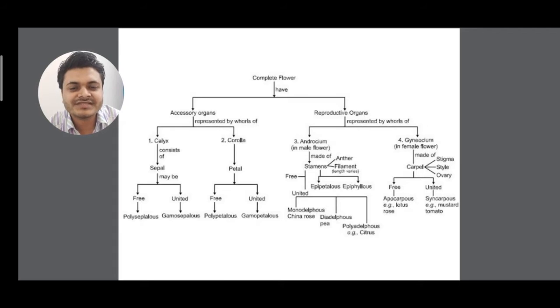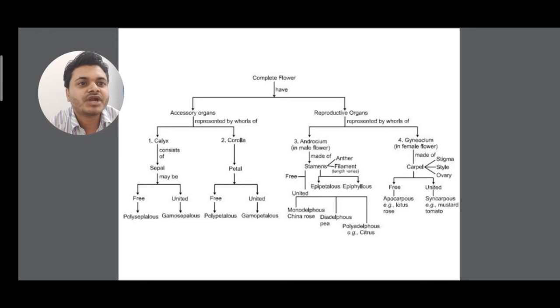A group of sepals forms the calyx and a group of petals forms the corolla. Clear? So sepals can be free or united. If they are free, they are called polysepalous. If they are united, they are called gamosepalous. Understood? Gamo means fused. Similarly for the corolla, a group of petals forms the corolla. So petals can be free or united. If they are free, they're called polypetalous. Poly means more, and if they're united, they're called gamopetalous.